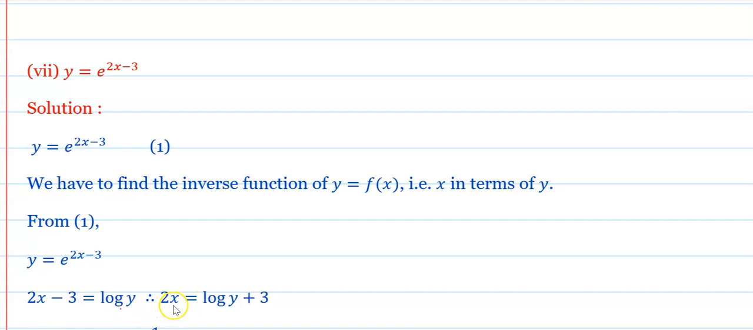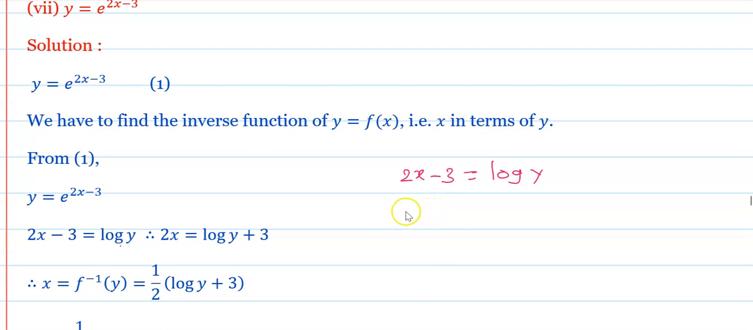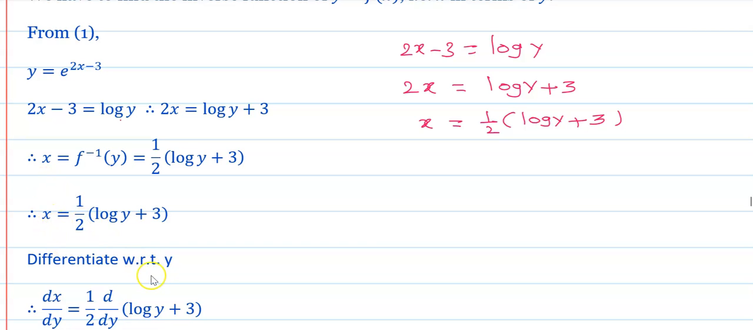Next, find out the value of x. Here 2x minus 3 is equal to log of y. Find the value of x. Therefore, 2x is equal to log of y plus 3, and hence x is equal to 1 upon 2 in bracket log of y plus 3. Therefore, x is equal to f inverse of y, which is 1 upon 2 in bracket log of y plus 3. Now differentiate this with respect to y.